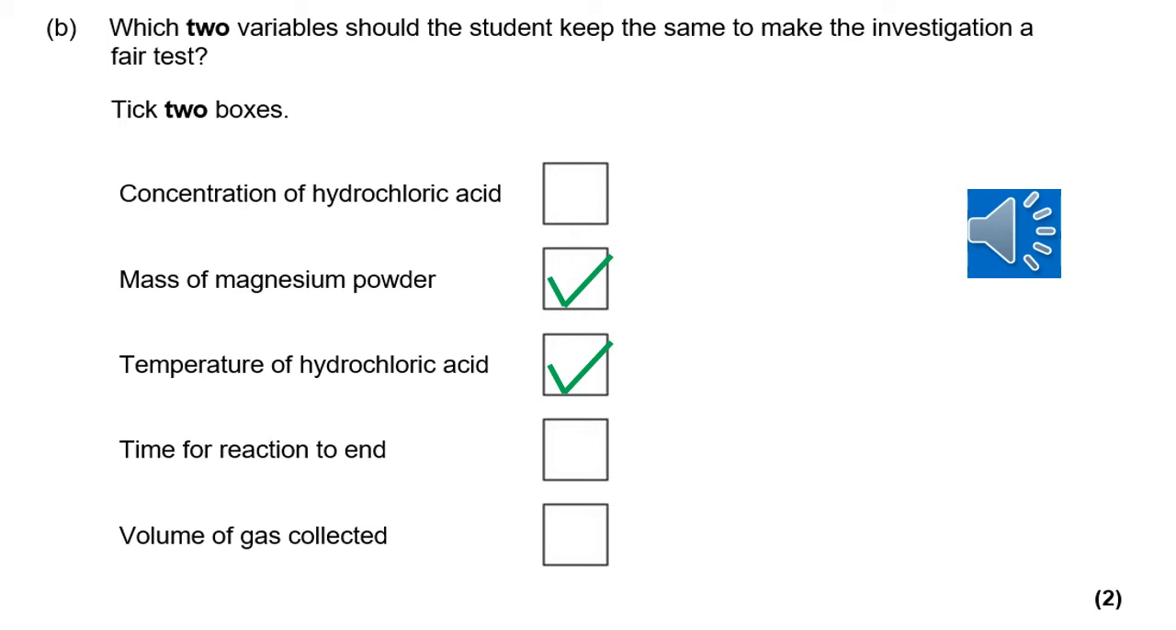Temperature, well, that's going to affect the rate of reaction, so we want that to stay the same. The time for the reaction to end, well, that we're going to be measuring. And the volume of gas collected, we're going to be measuring. So the volume of gas is our dependent variable. So we don't want to keep either of those constant. So the two that are ticked are the correct ones.